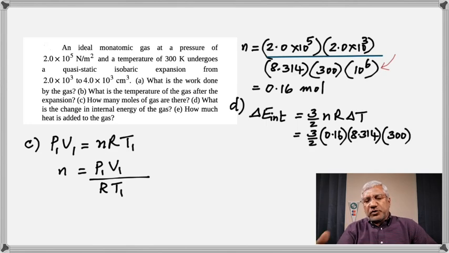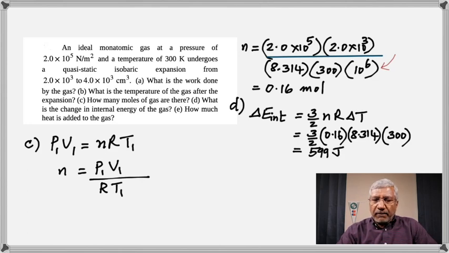We know the number of moles, we know the universal gas constant, and delta T is the change in temperature. Is it 300? Yes, it is. Because the initial was 300, the final was 600, the change is 300. And do that and you will get the answer as 599 joules.